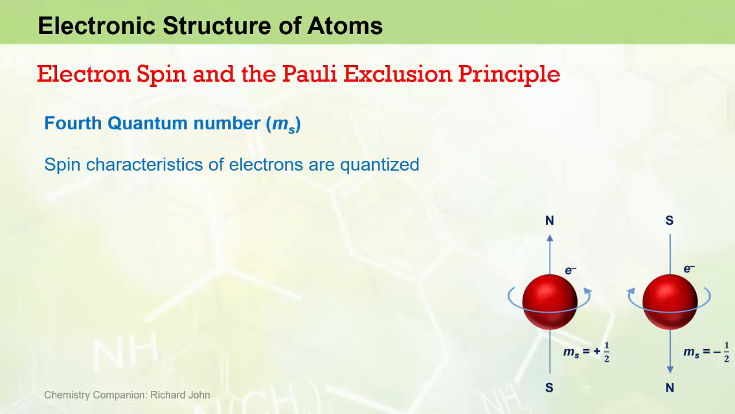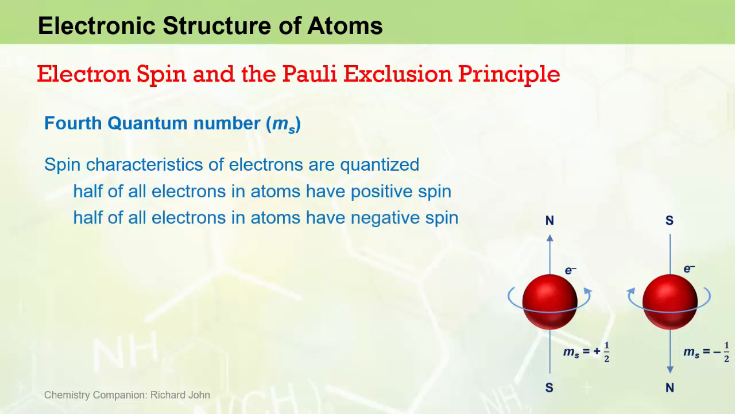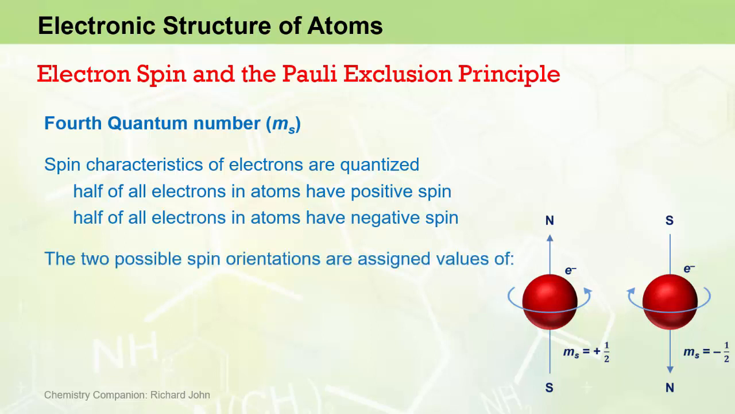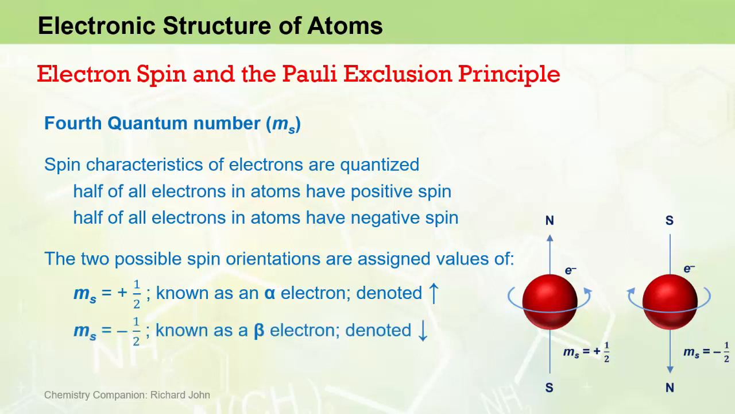Given that there are only two possible outcomes for the way an electron spins on its axis, the spin characteristics of electrons are quantized, with half of the electrons in an atom or group of atoms showing positive spin characteristics and the other half showing negative spin characteristics. The two possible spin orientations are therefore assigned ms values of plus a half, known as an alpha electron and denoted with an arrow pointing up, or an ms value of negative a half, known as a beta electron and denoted with an arrow pointing down.